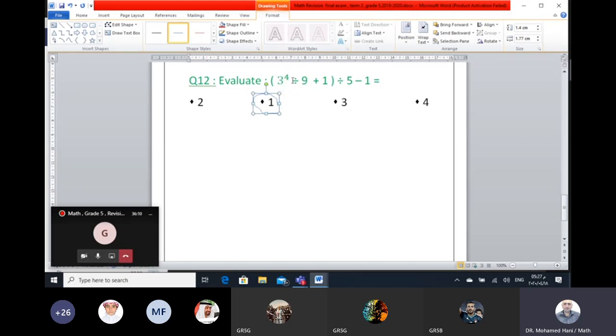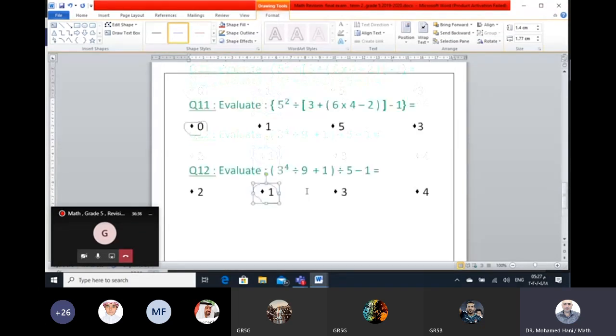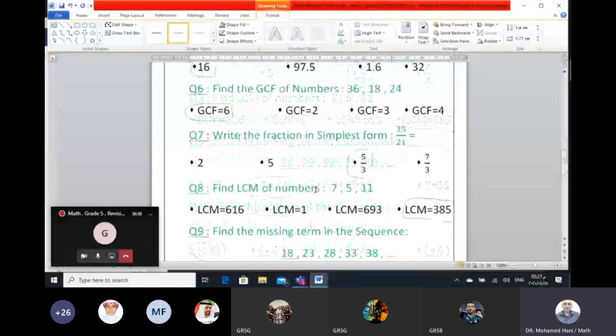Now 81 divided by 9 will be 9. 9 plus 1 will be 10. So the value between parentheses will be 10. Then we have divide by 5. 10 divided by 5 will be 2. Then we have minus 1. 2 minus 1 will be 1. Right. I will repeat the revision.